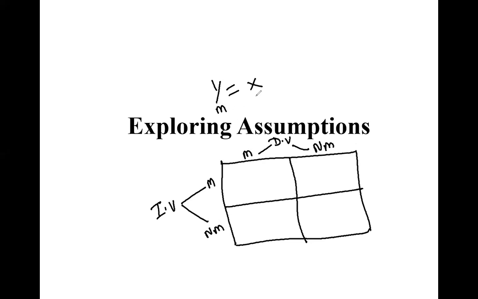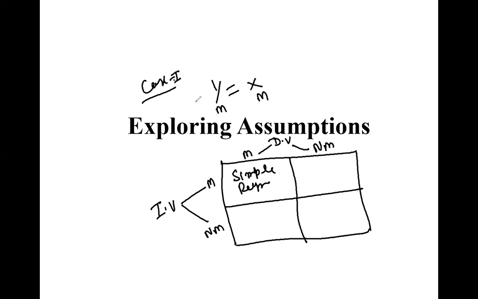There are four cases. You can see four cells. If both the data in a dependent and independent variable are in metric form, then you can apply simple regression analysis. So what is the condition of simple regression analysis?